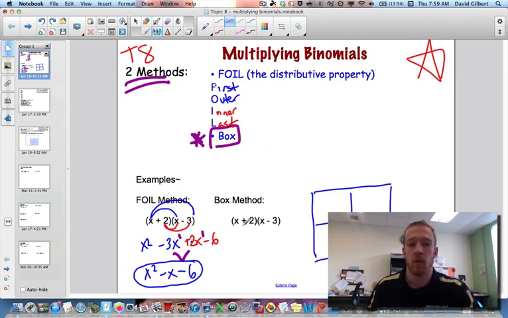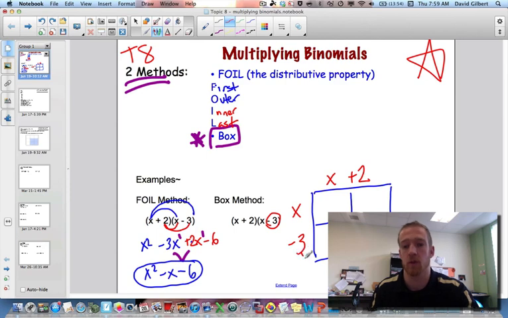It does not matter whether I put the x plus 2 on the top or the side. I'm going to put the x plus 2 on the top. Then x minus 3. X, and this negative goes with the 3, so I put that there. Now, the box method says we just multiply anything that lines up in a row or a column. So x and x line up. That gives us an x squared.